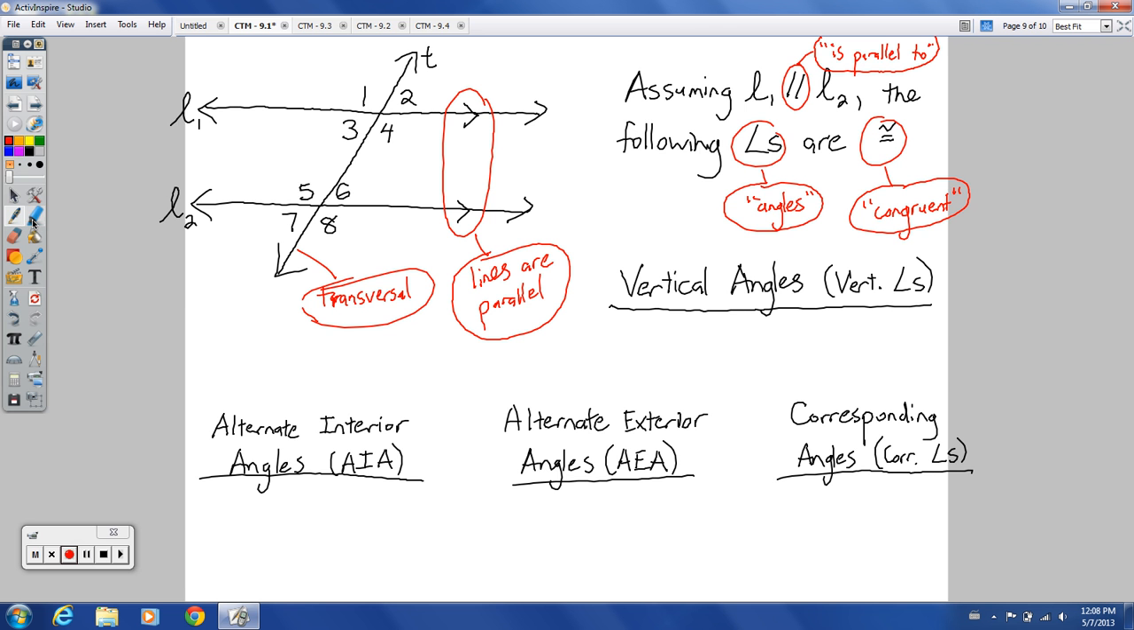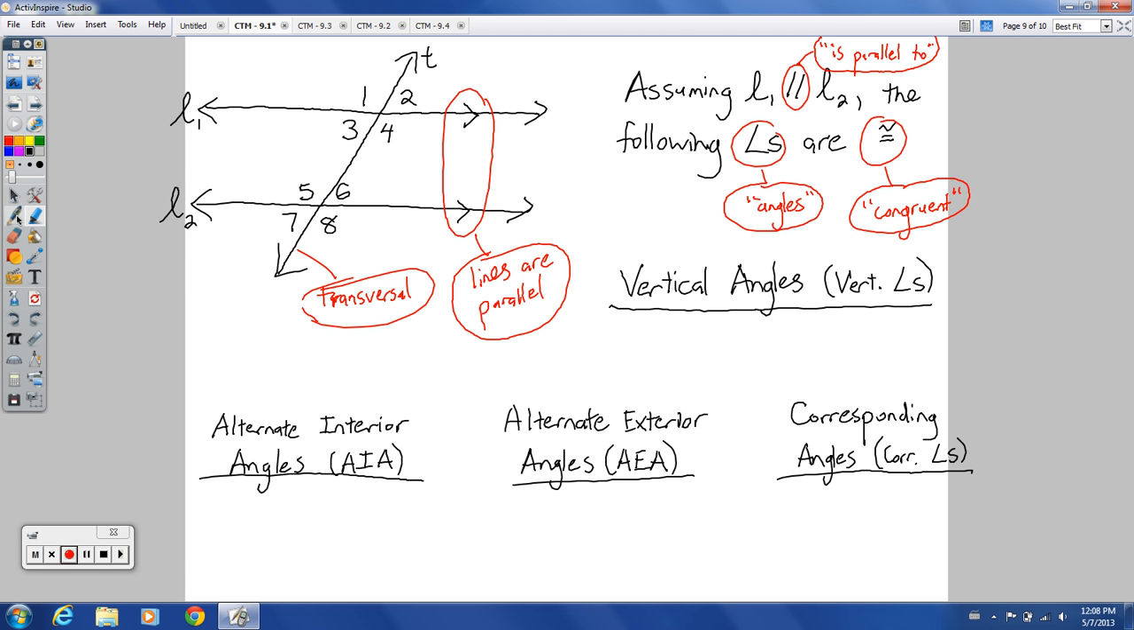I'm going to use a highlighter here. Don't actually do the stuff here in highlighter, I'm just going to point some things out or show you what it is. So this angle right here and this angle right here would be vertical. They're right across from each other. They form two perfectly straight lines together. This one and this one are vertical. You can do the same thing down here with 5 and 8 and with 6 and 7.